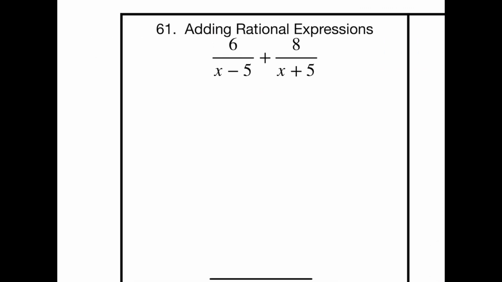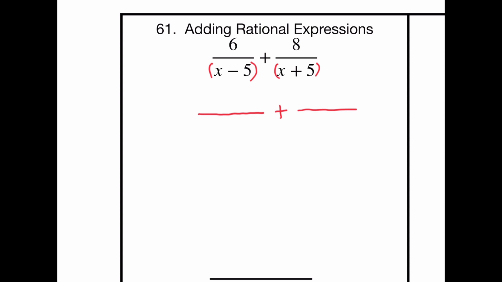Problem number 61 is adding rational expressions. It says 6 over x minus 5 plus 8 over x plus 5. So when I'm adding and subtracting fractions, even if they're algebraic fractions, I need a common denominator. So, as before, I like to put these in parentheses to see exactly what my factors are. I also like to block out the problem, so I have fraction bar plus fraction bar.